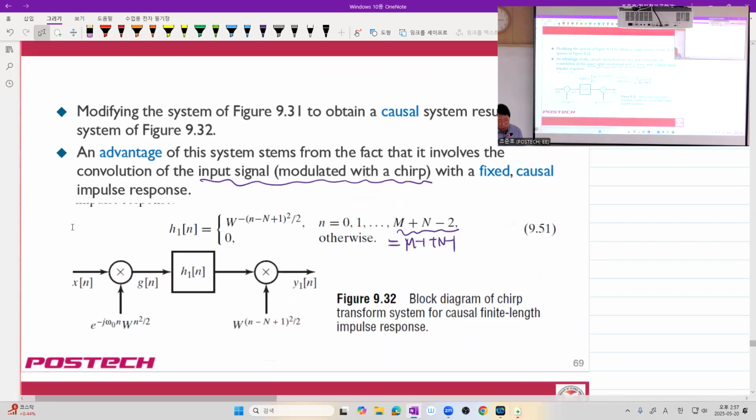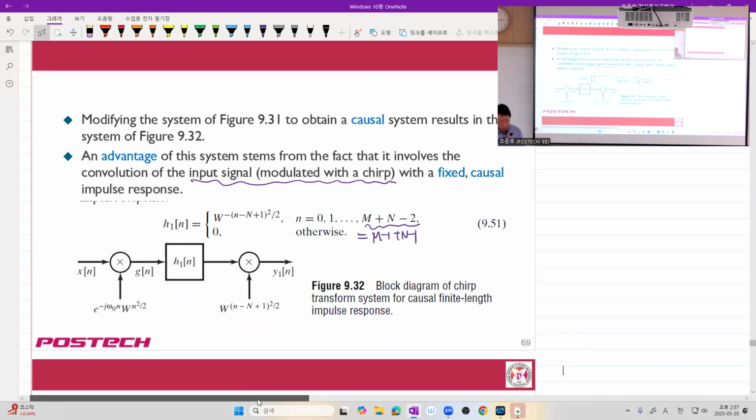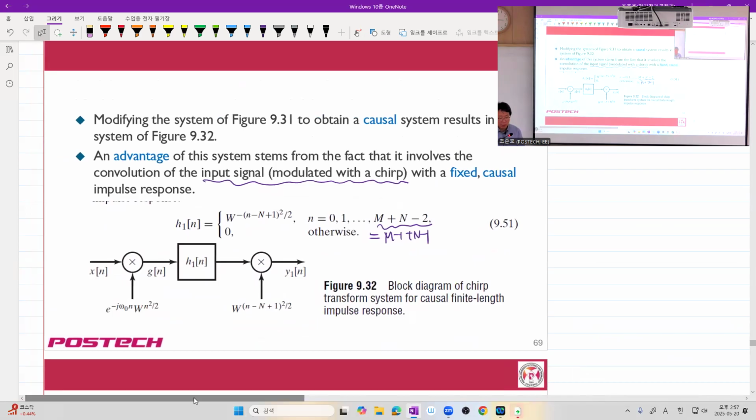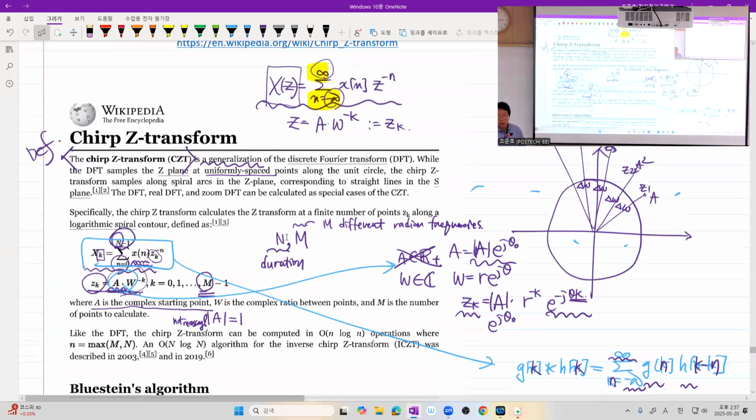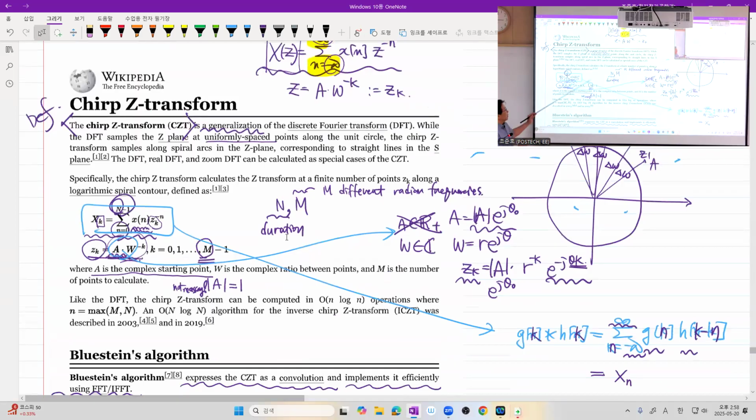But as I told you, probably no one at this time will implement the DFT or chirp transform using this linear constant coefficient difference equation, of course, combined with two modulators. Rather, they want to evaluate the chirp Z transform using FFT. So let's see how we do this.